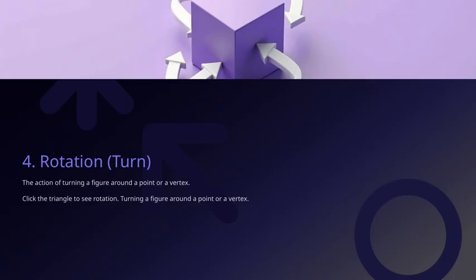When we rotate a figure, we're turning it around that chosen point or vertex, but the shape itself doesn't change. Only its position does. Understanding rotation helps us grasp how shapes move and transform, which is fundamental in geometry. It's a key concept that connects to many other transformations we've discussed. So remember, rotation is all about turning a figure around a point. Think of it as a spin or a turn in space.